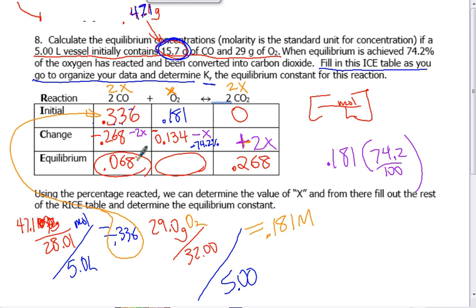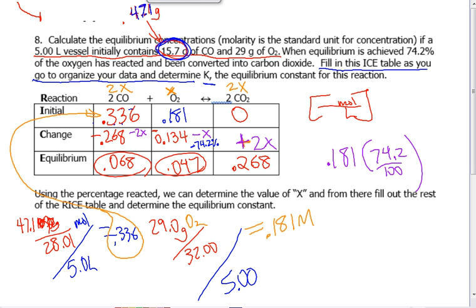0.068 and 0.047. They're both trustworthy young men, so I'm trusting them. So that is how much was lost. I took the initial value and subtracted how much it was changing by. This is what's left at equilibrium.